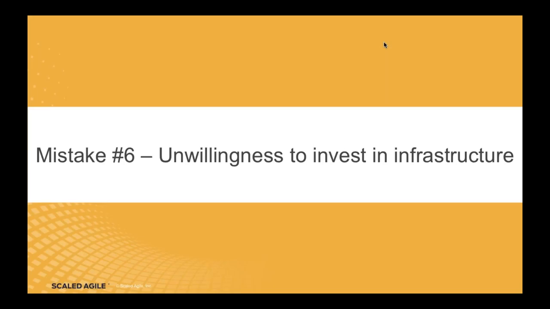The sixth mistake that we're seeing is unwillingness to invest in infrastructure. Yes, we all want this. We all want it to run fast. We want to deploy quickly. We want to validate the hypothesis quickly, but we're not willing to invest in anything. Now, I want to show a short video here just to try to get a point across.